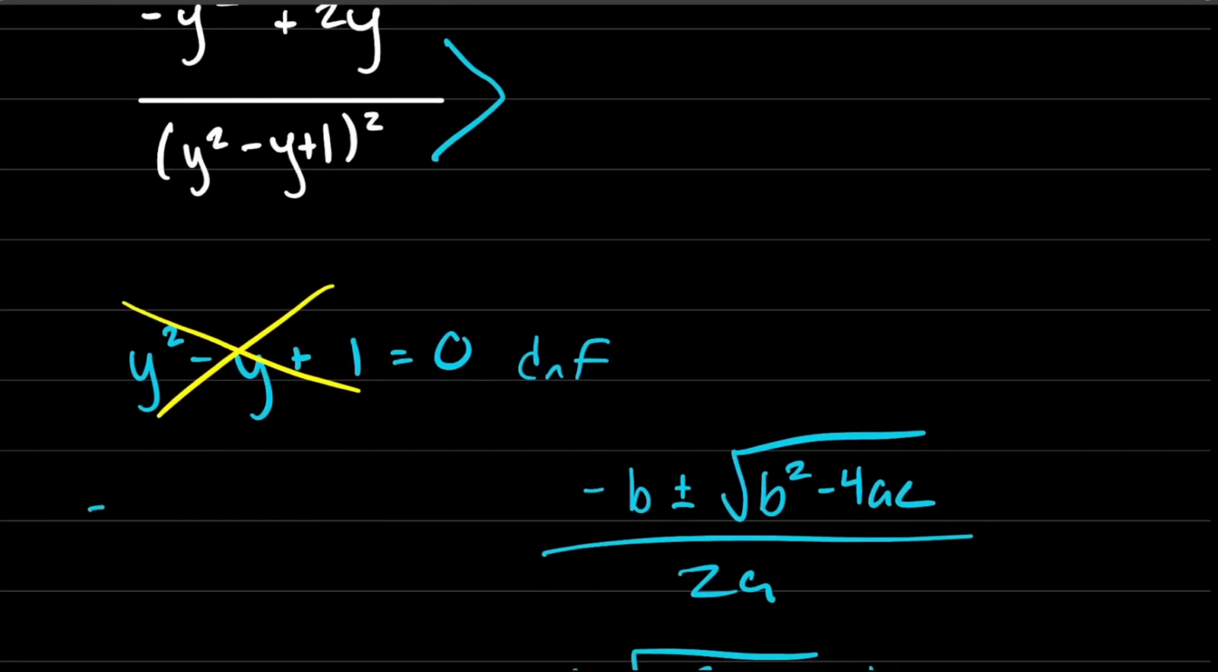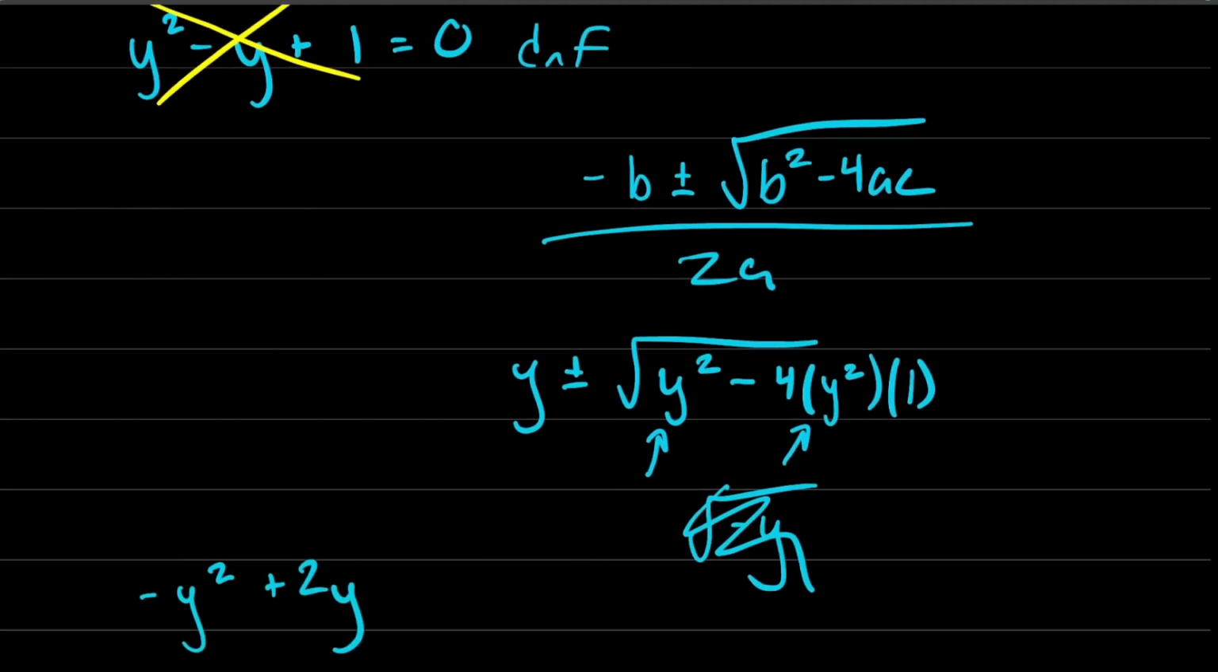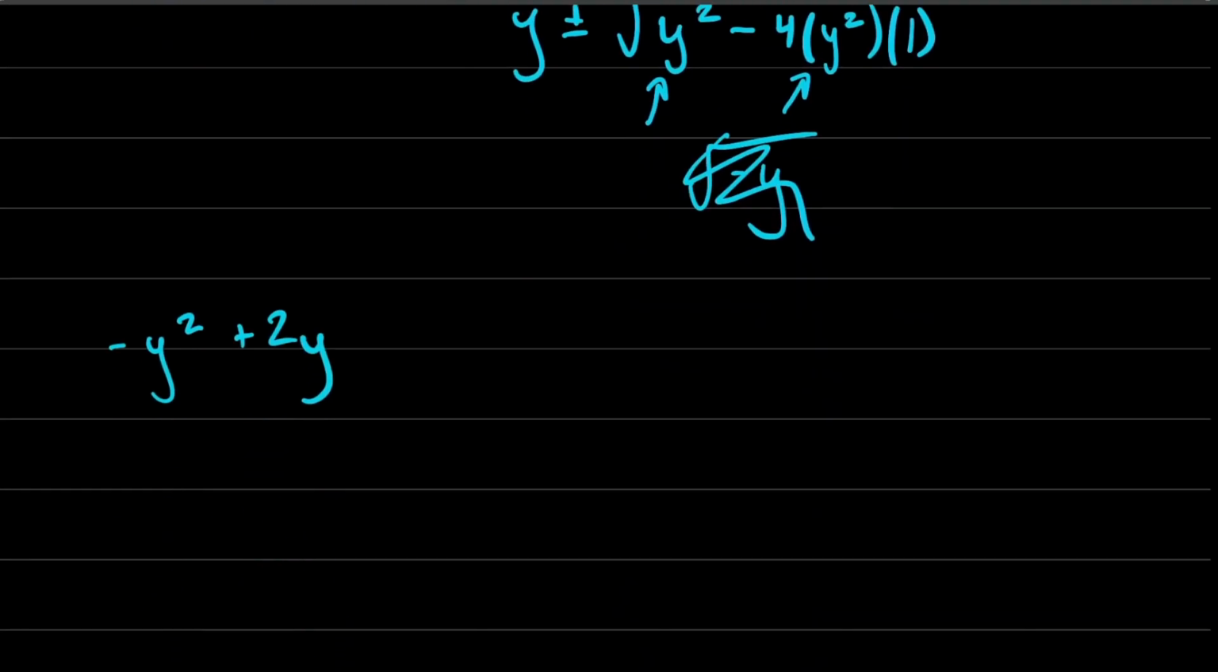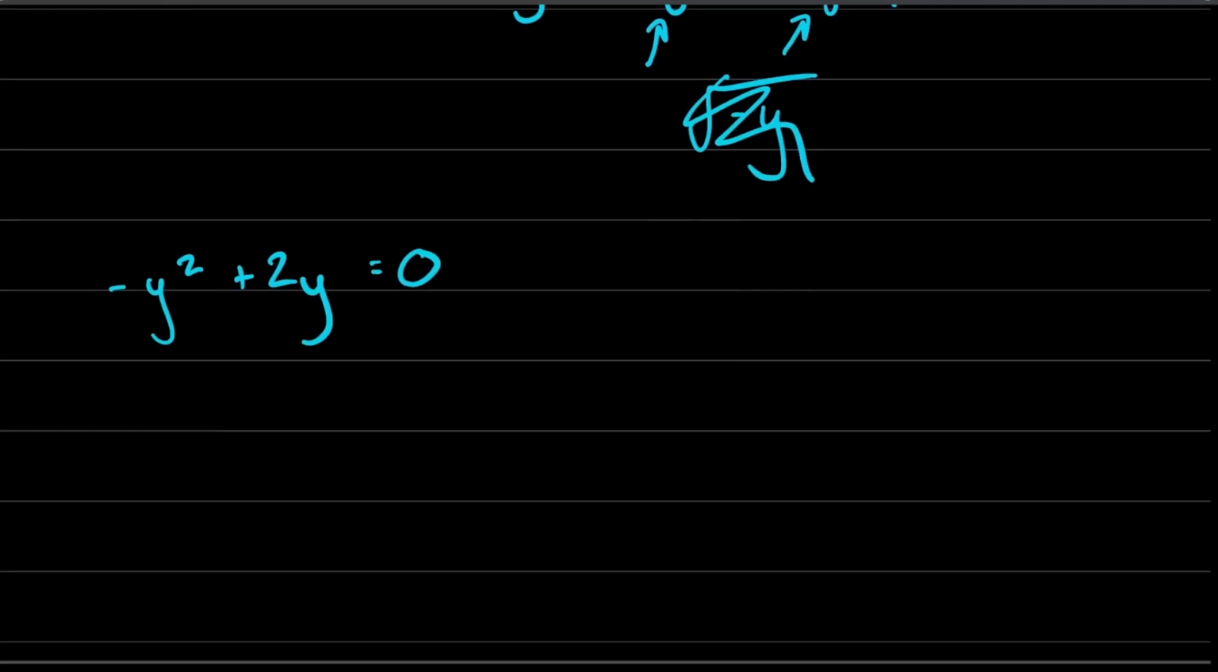Negative y squared plus 2y. And let me move it down here, just so that we aren't in the way of everything else. And we're going to set this equal to 0, and we're just going to solve. First thing we should do is factor out a negative y. It's going to give us negative y times y minus 2 equals 0.